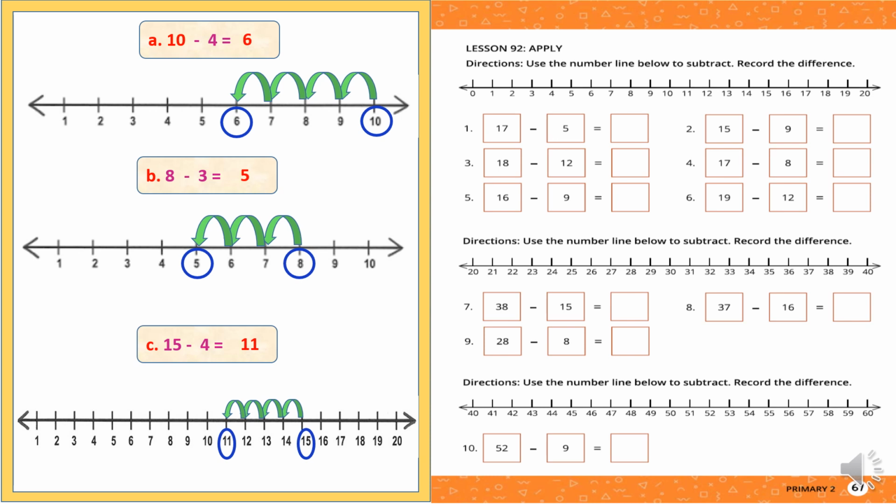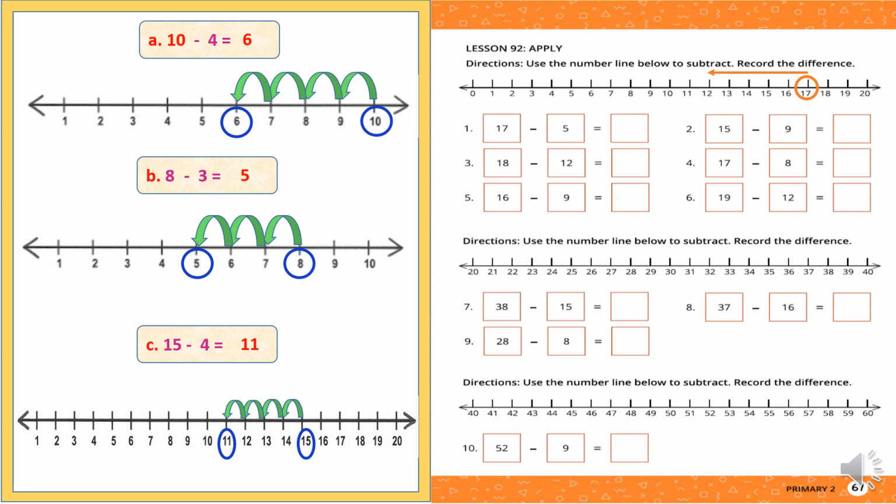The first question, we have 17 minus 5. So here we have 17, we start at 17 and counting back 5 steps. 1, 2, 3, 4, 5. We stopped at what? We stopped at 12. So the result equals to 12.